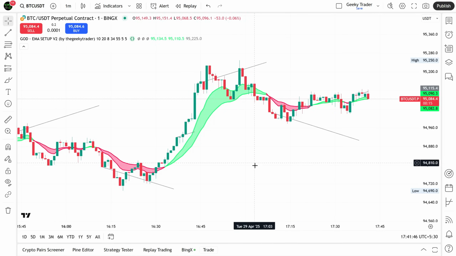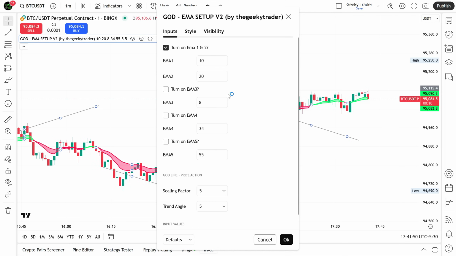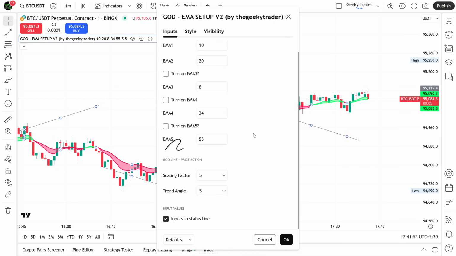All right, first things first, let's take a look at the script settings so you can get a clear idea of what's going on behind the scenes. Now, if you've used the previous version, you'll notice that the classic EMA setup is still here. Nothing's changed with that, so if you're already familiar with it, you'll feel right at home. But here's where things get exciting. In this new version, you'll also find a fresh section called Godline Price Action. This is one of the key additions in version 2. It gives you an extra edge in analyzing price behavior with more clarity and precision.